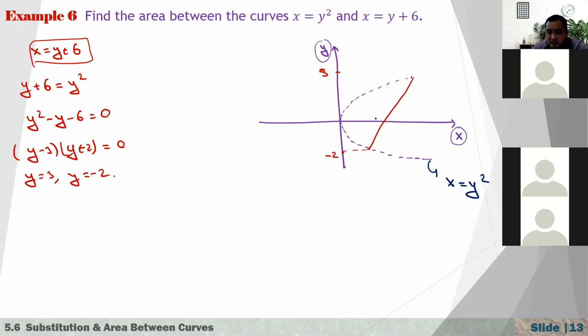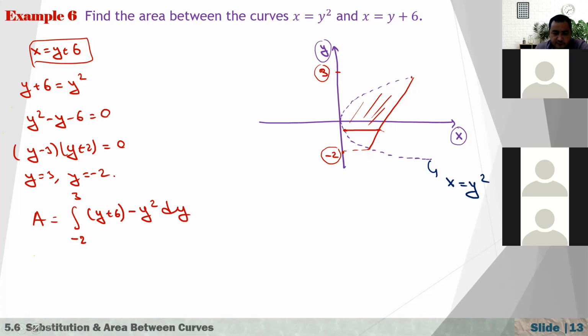So now to actually find the area, as you see here, y is changing from negative 2 to 3. So the area will be equal to, we are talking about this area, the integral where y is changing from negative 2 to 3. And to find the distance here, I need to subtract this parabola from the straight line. The straight line equation is y plus 6 minus the parabola's equation y squared, and here we have dy, because now our height is not vertical, it is horizontal.